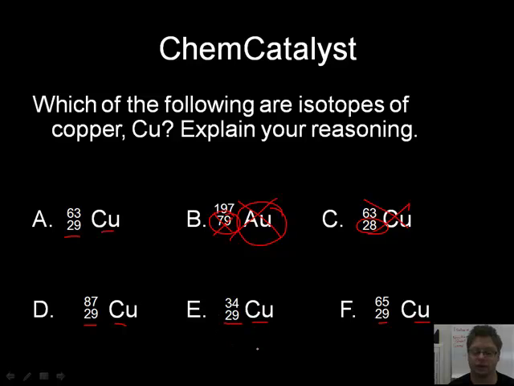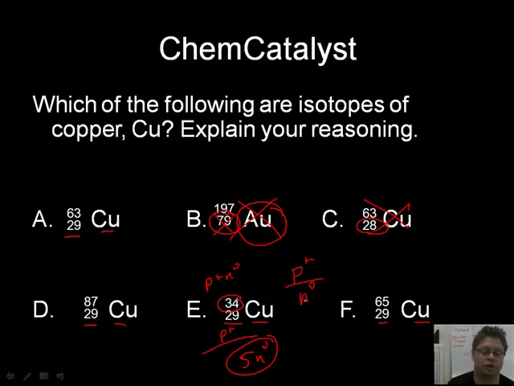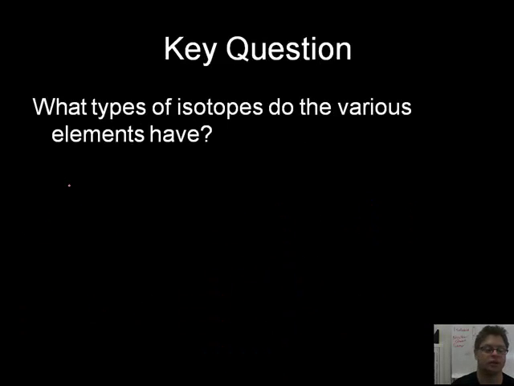Now, if you look at these isotopes, which of these may not be possible? Well, this one looks a little weird. 34 for the mass. That's protons plus neutrons. 29 for the protons. That means this one's only going to have 5 neutrons. Seems a little bit low. So we're going to be looking at today that ratio of the protons to the neutrons and how you know whether E, F, D, or A are stable isotopes of copper.